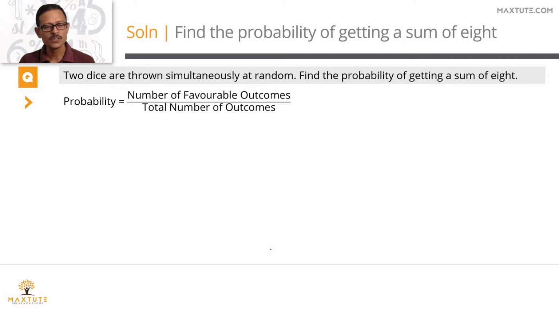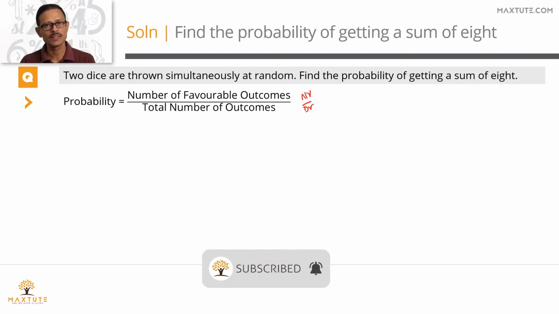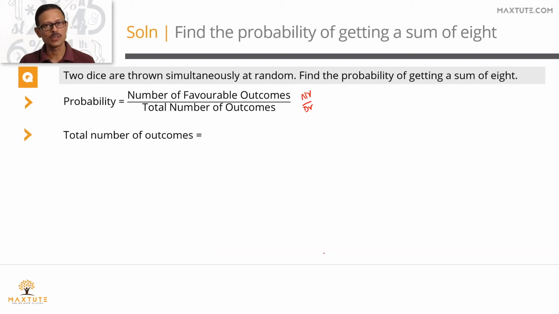Second alternative states, two dice are thrown simultaneously at random. Find the probability of getting a sum of 8. Probability of an event, again, in the numerator is the number of favorable outcomes and in the denominator is the total number of outcomes. We are throwing two dice. When you throw a die, there are 6 possible outcomes. It could show a number anything from 1 to 6. So the first die has 6 possible outcomes and the second die also has 6 possible outcomes. So total number of outcomes is 6 times 6, which is equal to 36.